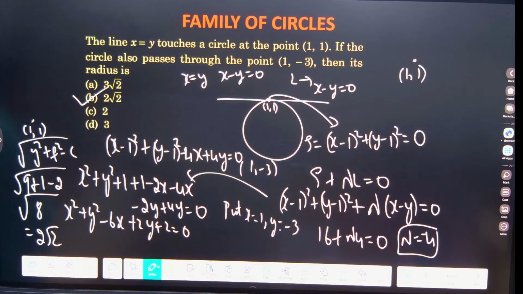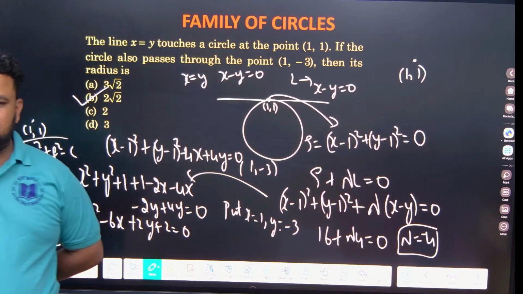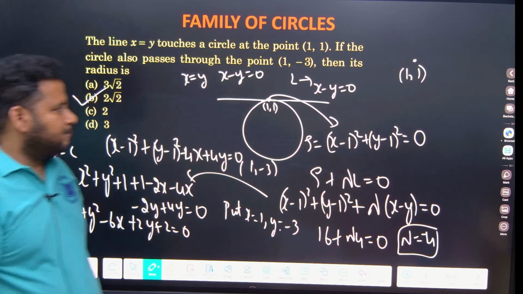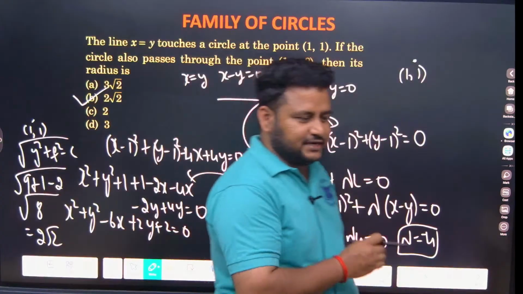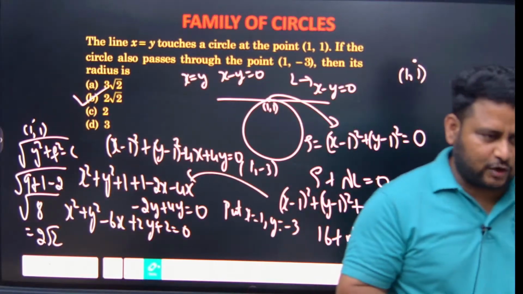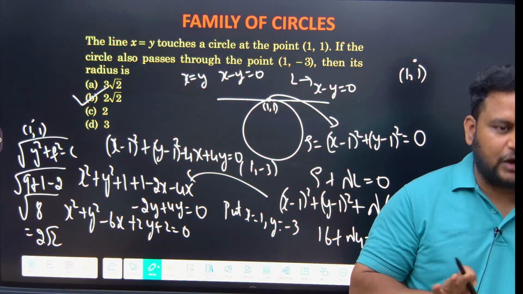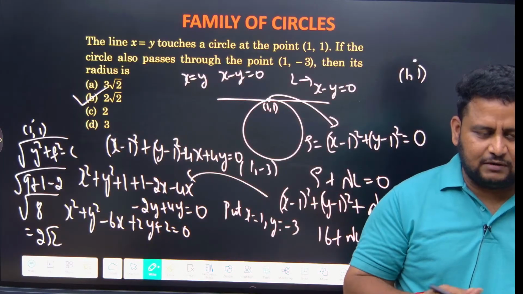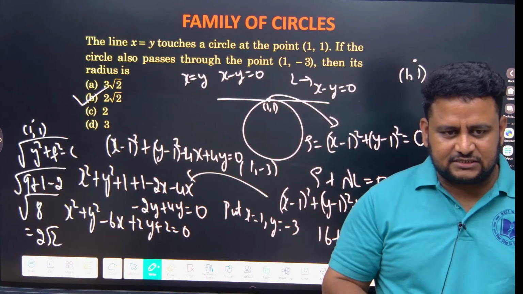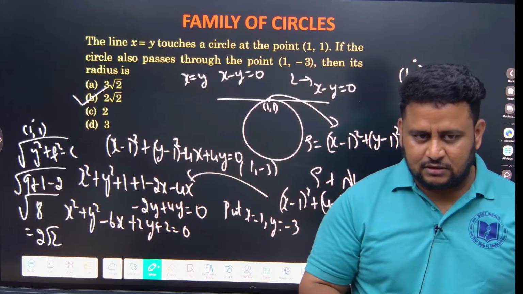Understood everyone how to do? Clear? This is the way we have to solve it. So point, in circles, doesn't mean a simple point here. Whenever they say point, consider it as a point circle. Very important. Then only it will be easily solvable.